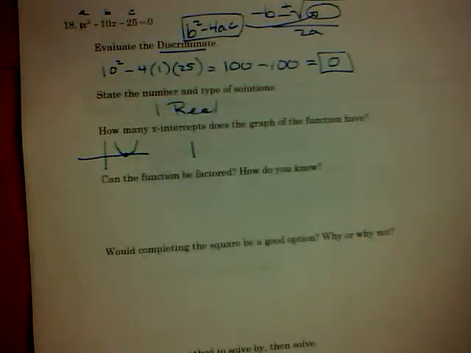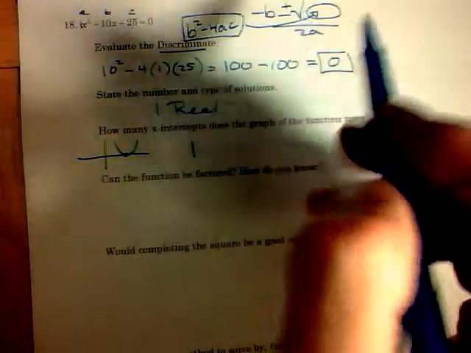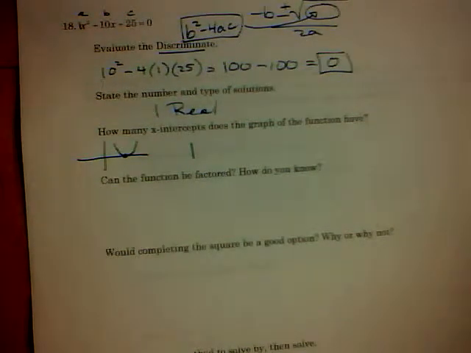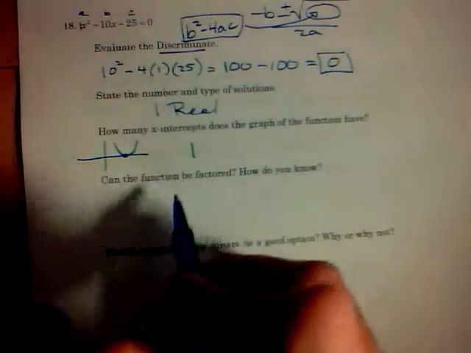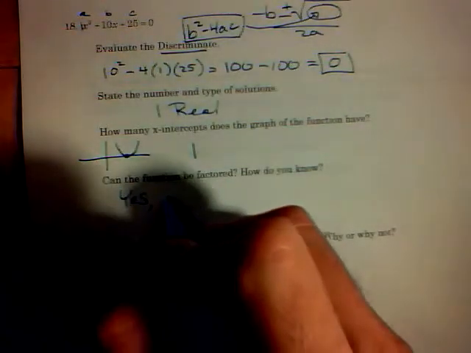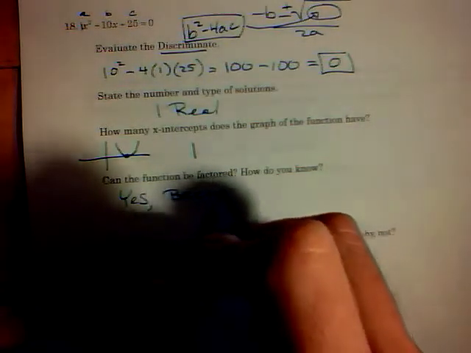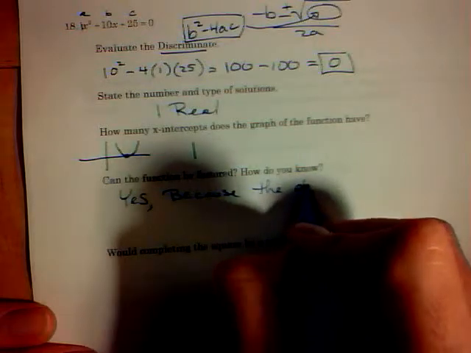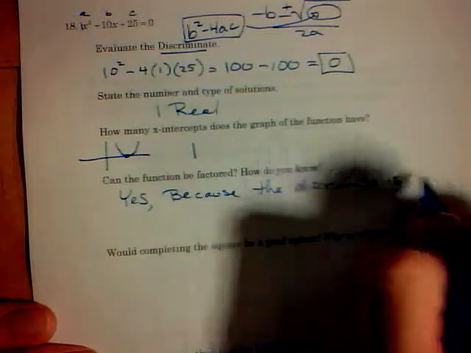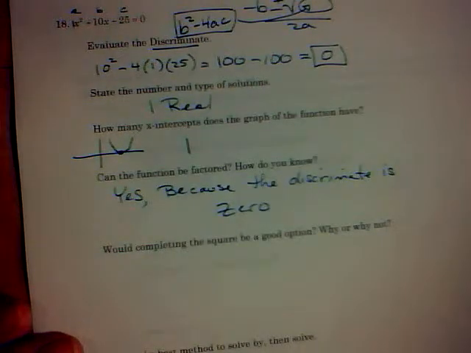Now, the question is, can that be factored? Well, a quadratic can be factored anytime you are not going to have a square root or an imaginary number in your final answer. And in this case, because you're taking the square root of 0, you will not have a square root, so therefore it can be factored. So the answer to this is yes. And how do we know? That's because the discriminant is 0.